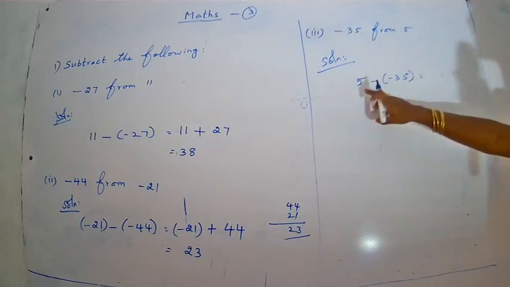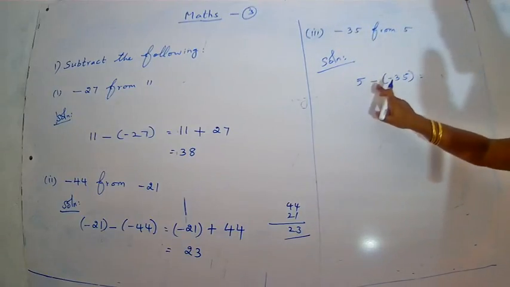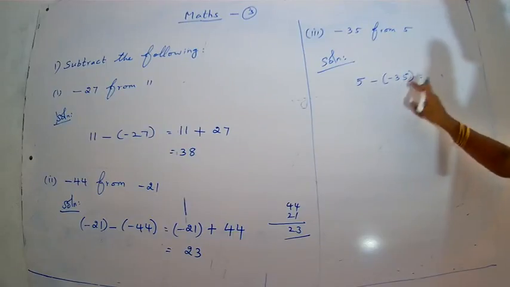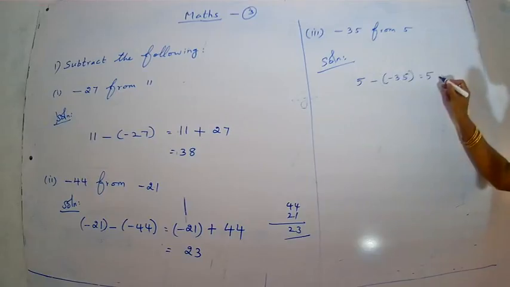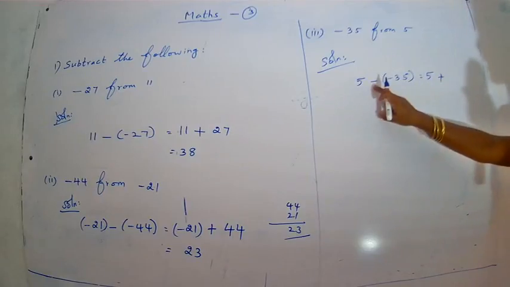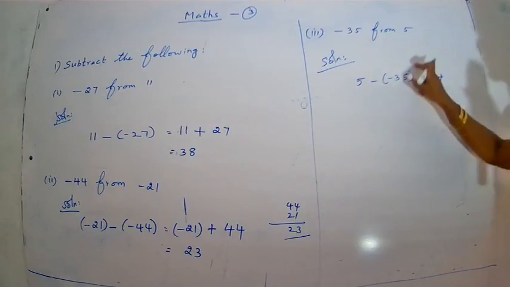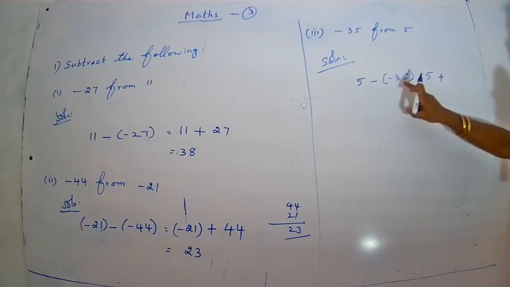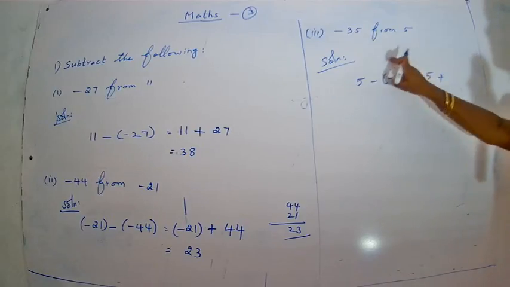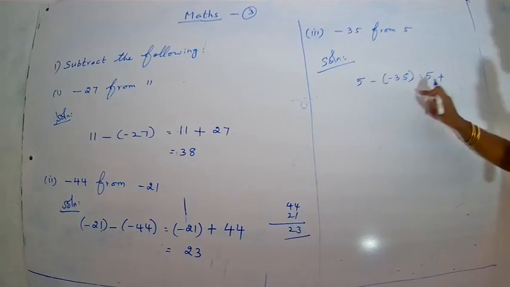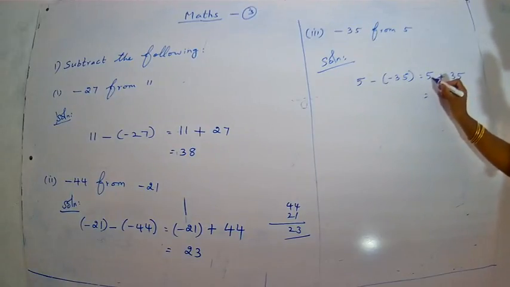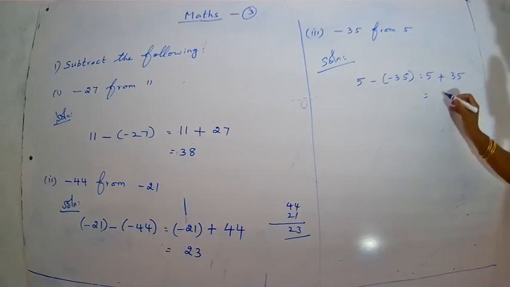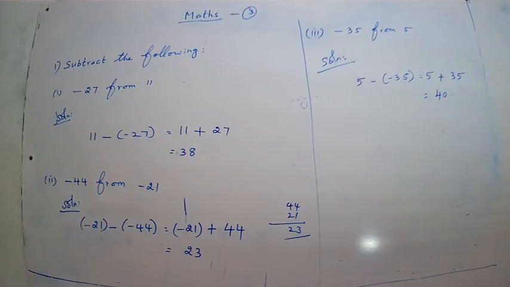So it can be written as 5 minus 35. Okay. Now 5, that is minus into plus, minus into plus. That time you put the additive inverse of minus 35. What is the additive inverse of minus 35? Plus 35. Okay. So now your answer is 5 plus 35 is equal to 40. Okay. Clear? It's so easy.